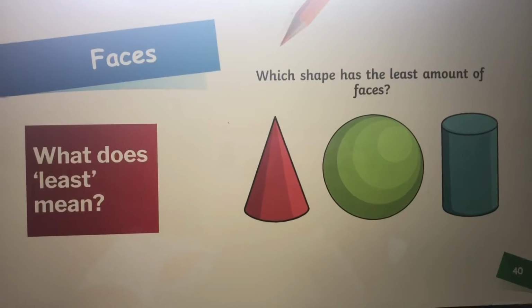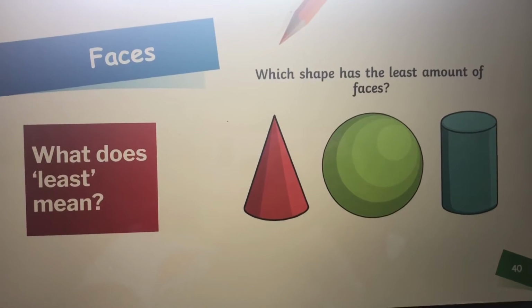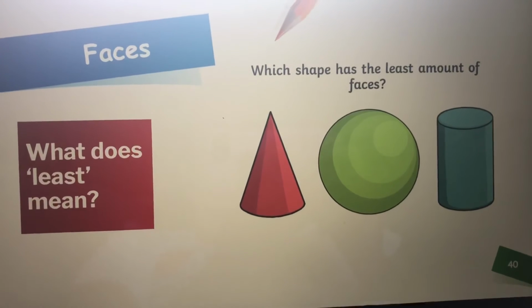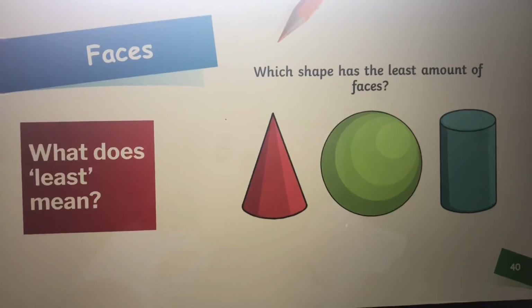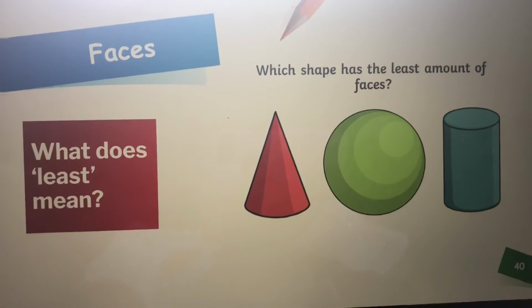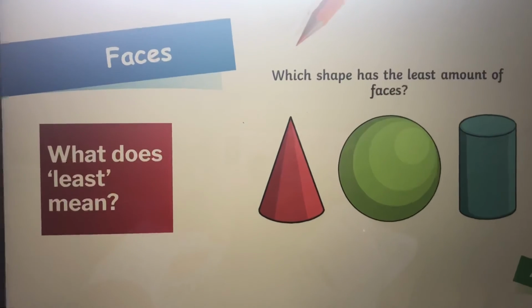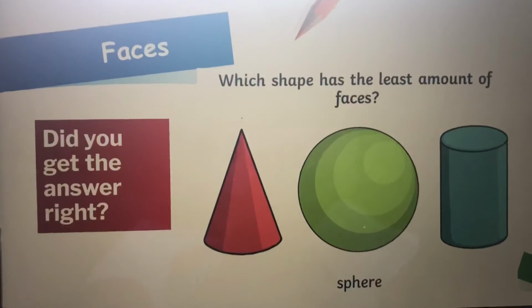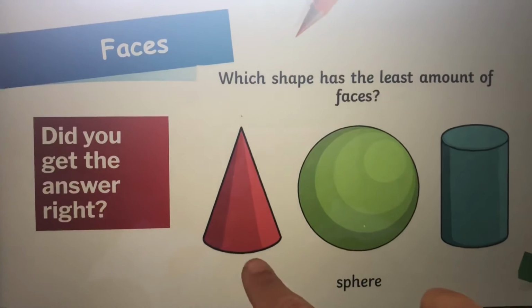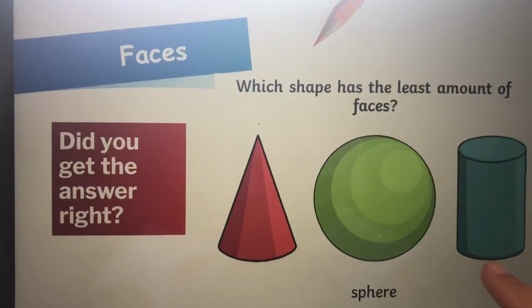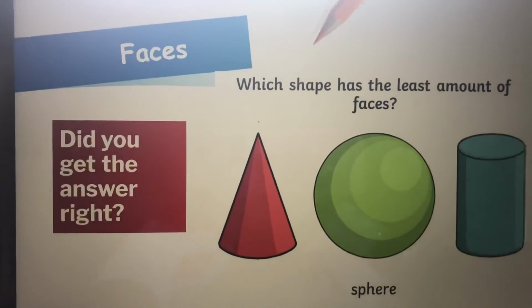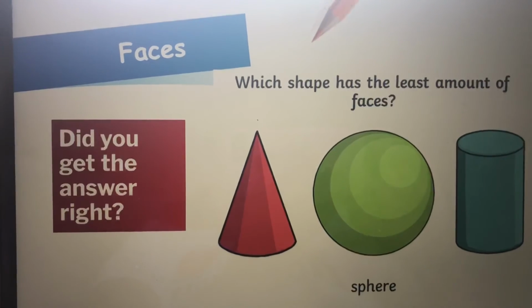All right, so we just talked about faces. Which shape has the least amount of faces? What do you think? Would it be the cone, the cylinder, or the sphere? The sphere, remember? Because the face, you can't see. There's a face down here, there's a face here, and there's a face here. A sphere is a round ball. There's no faces on a sphere.